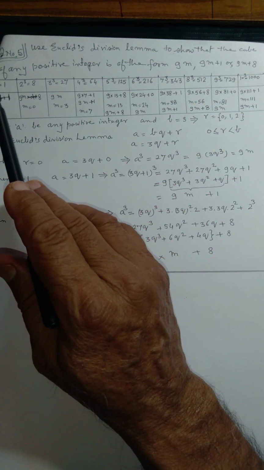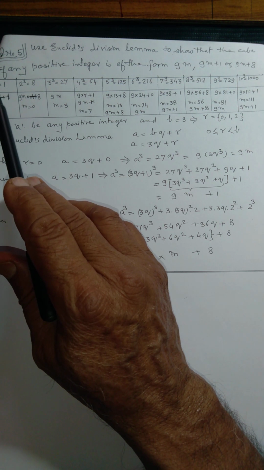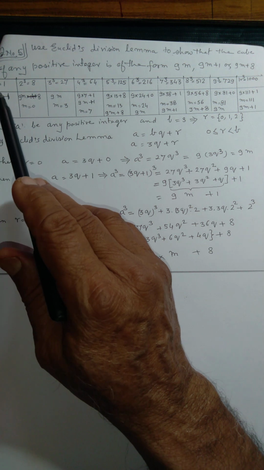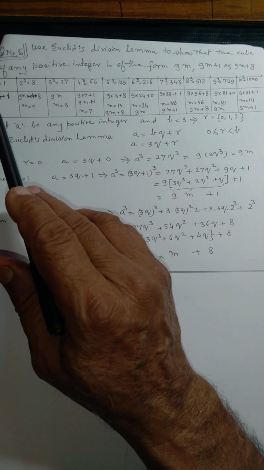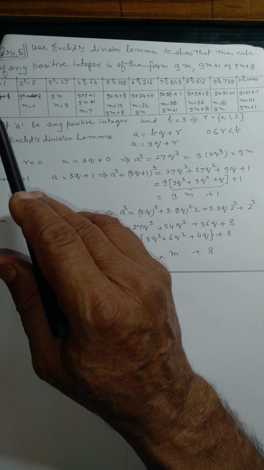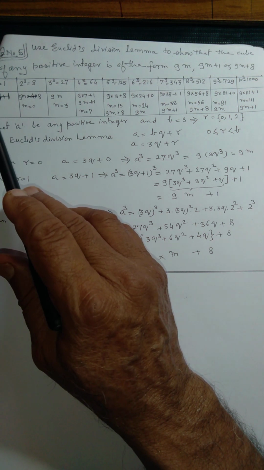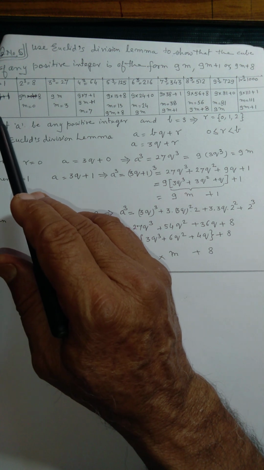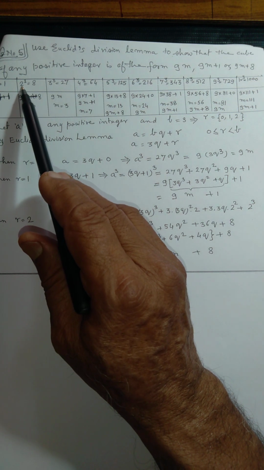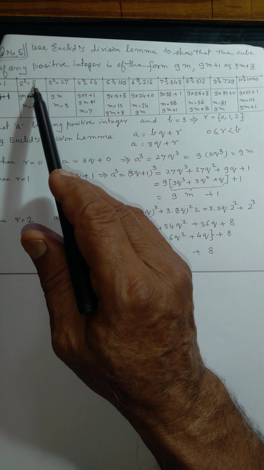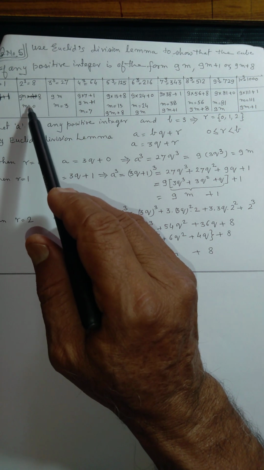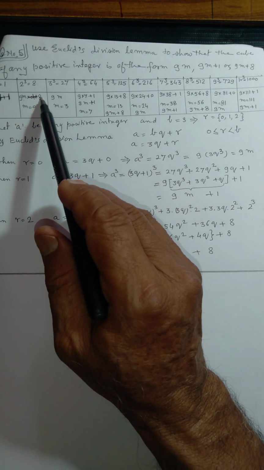You see, I have taken the first numerical value, let 1 cube, that will be 1. So this number can also be expressed as 9m plus 1, where m is equal to 0. When you multiply 9 with 0, it becomes 0, so plus 1. The cube of 2 is 8, so 9 into m plus 8, where m is equal to 0, plus 8.